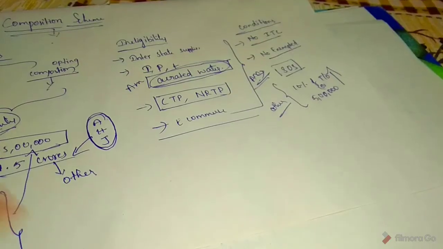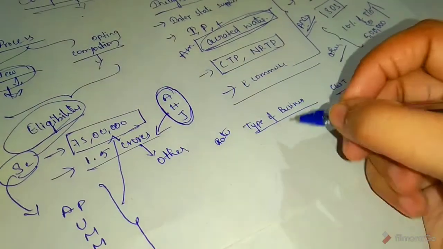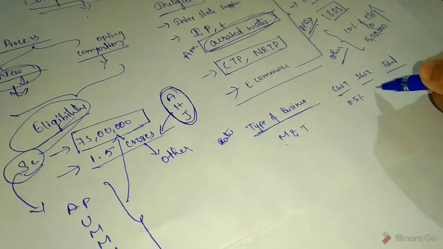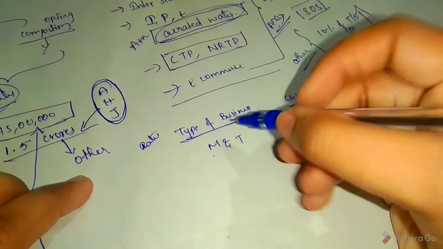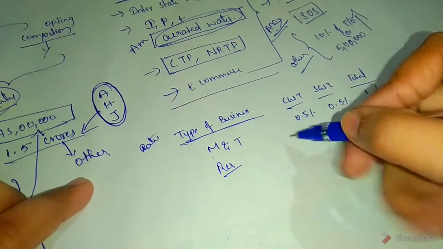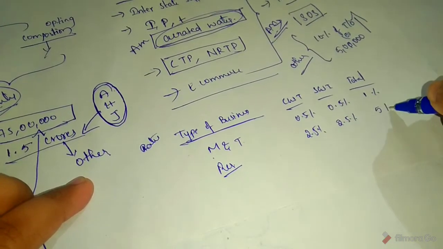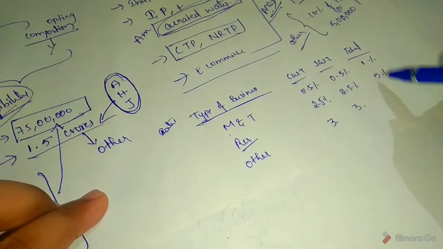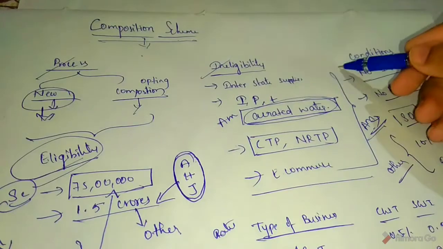Next, rates. Tax rates in GST. For manufacturers and traders of goods, 0.5% CGST, 0.5% SGST, total 1%. Restaurants not serving alcohol: 2.5% CGST, 2.5% SGST, total 5%. Other services: 3% CGST, 3% SGST, total 6%. Composition scheme is over: advantages, process, ineligibility and conditions.